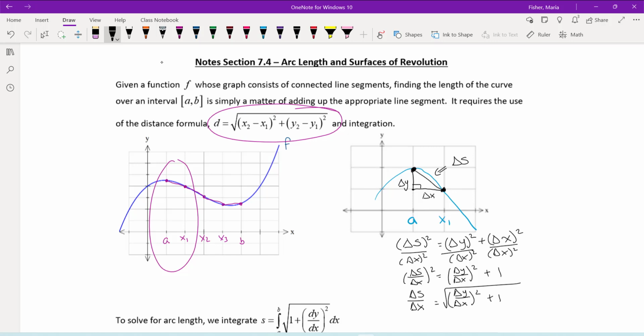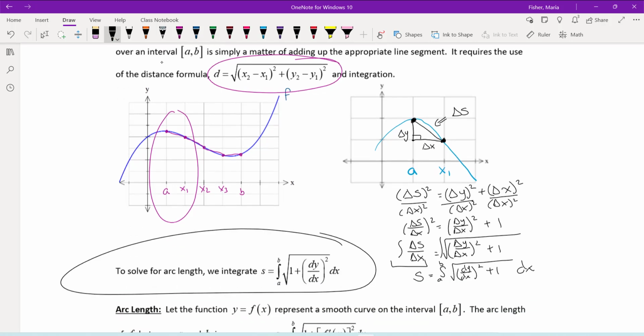Well, if I wanted to find the arc length s, we would have to integrate both sides here. So if we integrate this, we end up with s is equal to the integral from a to b of the square root of, well, delta y over delta x can be rewritten as dy/dx quantity squared plus 1, dx. So that is the formula for arc length.